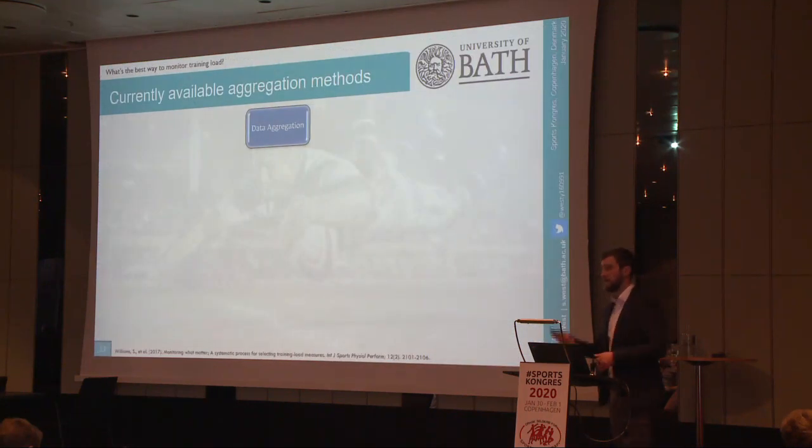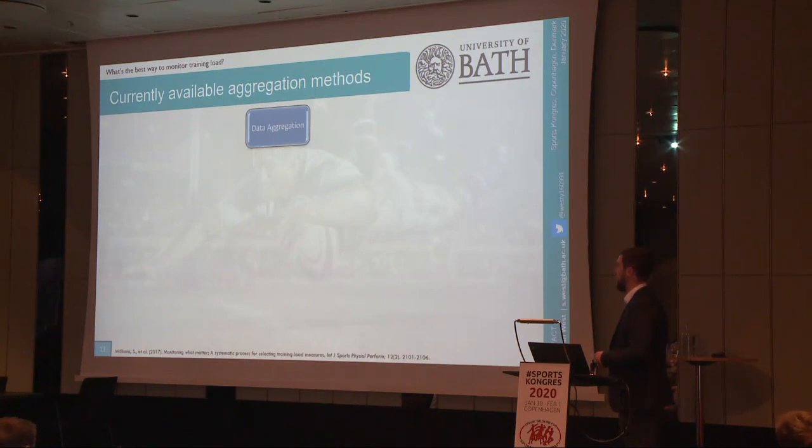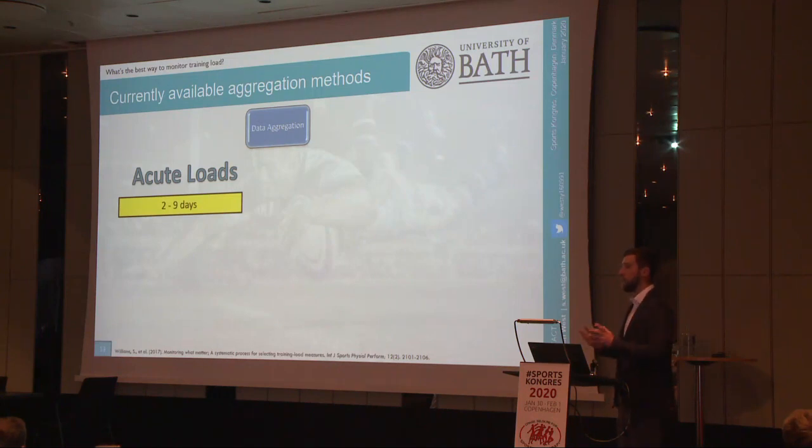So moving on to the next step of the athlete monitoring cycle, we have data aggregation. So pulling all of that information together after we've captured it. This came from a piece of work done by my PhD supervisor, Dr. Sean Williams at the University of Bath. What he did was a principal component analysis looking at what the key methods of pulling this information together were. And he came up with three main areas.